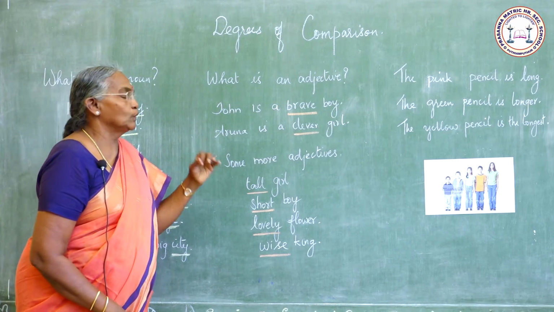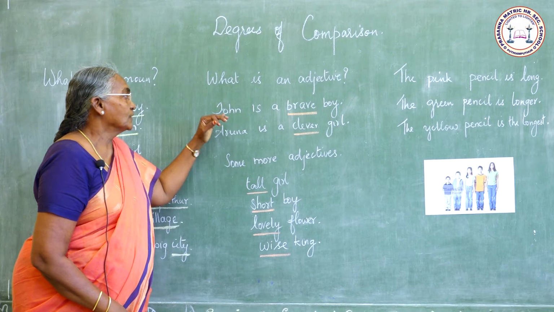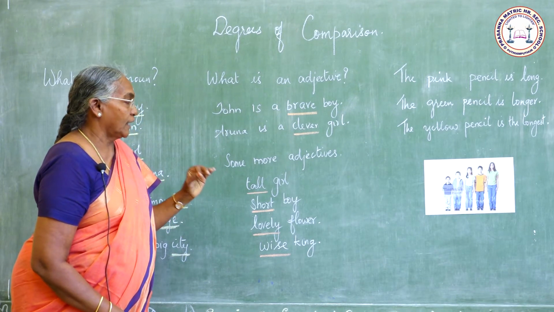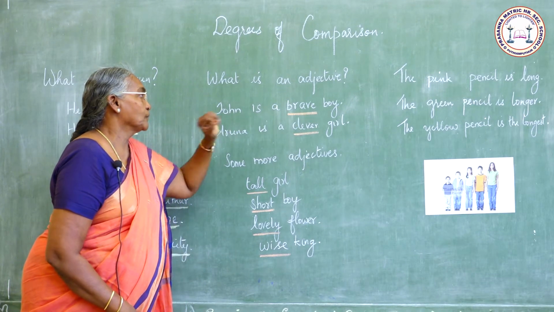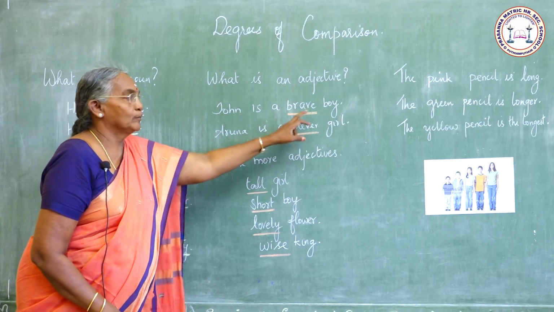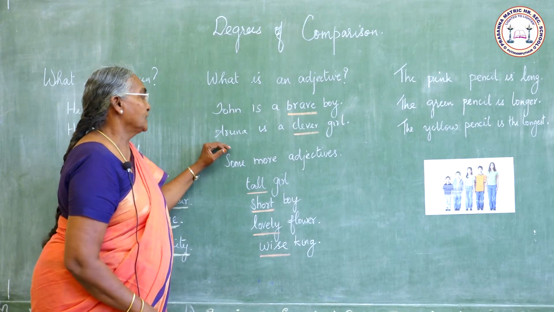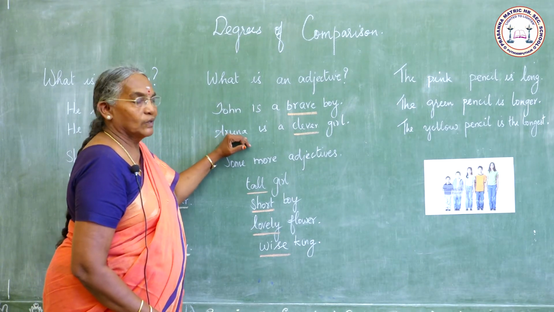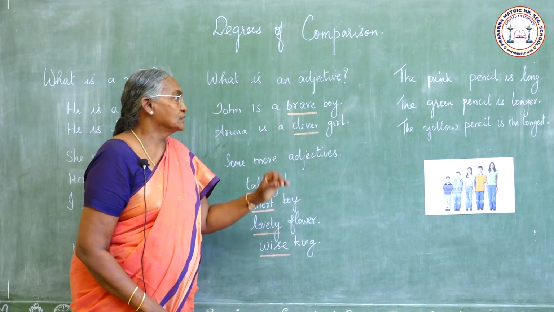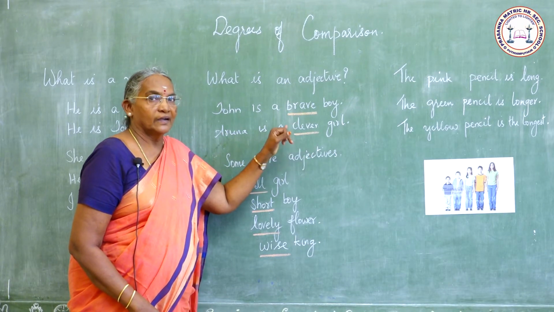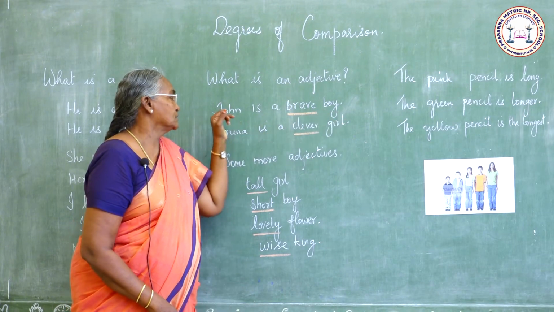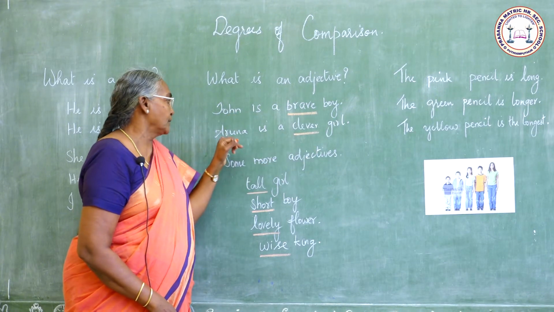Then, do you know what is an adjective? Can you say what type of boy is John? John is a brave boy. What kind of girl is Aruna? Aruna is a clever girl. So this brave and clever describes the noun. Brave describes John and clever describes Aruna.